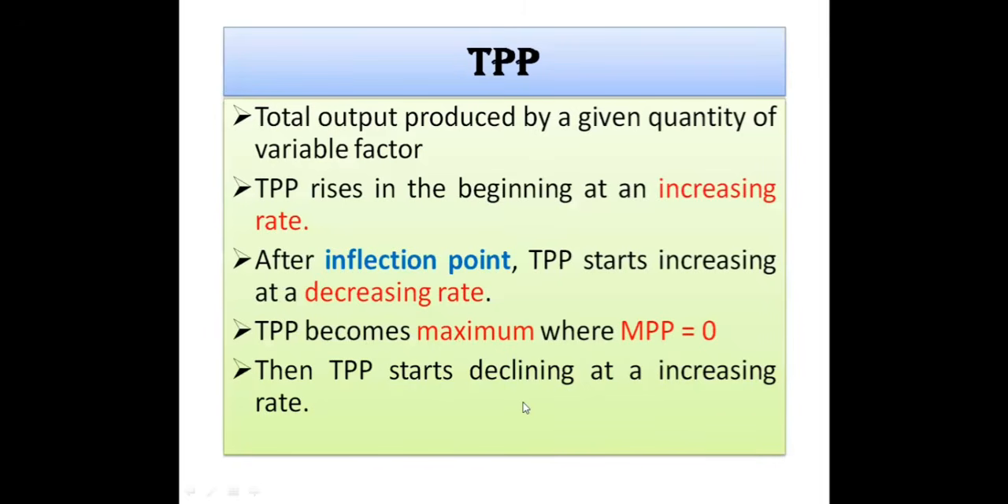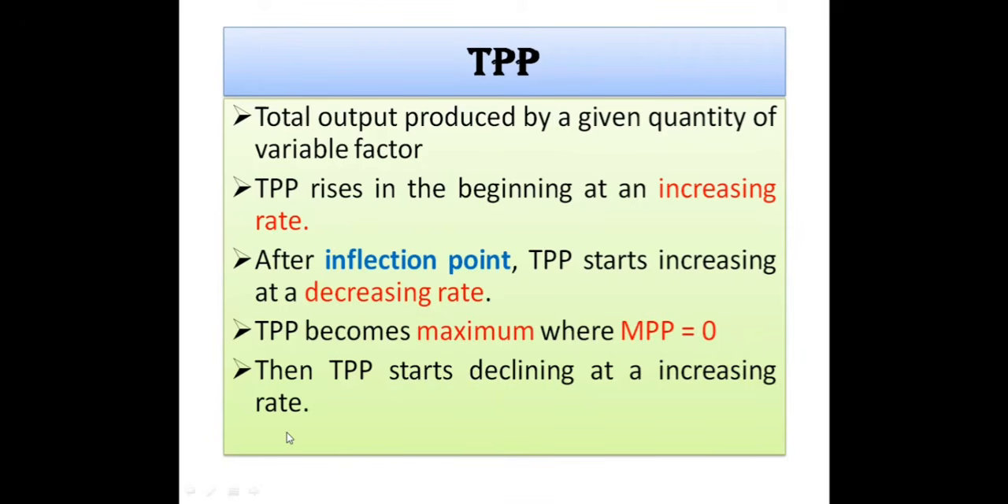Next, we will see details. What is TPP, MPP, APP? TPP is your total physical product. The total output produced by a given quantity of a variable factor is called your total physical product, TPP. It rises in the beginning at an increasing rate. After the inflection point, what is the inflection point? Where MPP is maximum. After this inflection point, TPP starts increasing at a decreasing rate. Then TPP becomes maximum where MPP equals 0. Then TPP starts declining at an increasing rate.